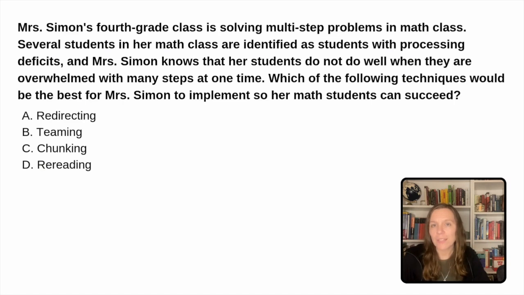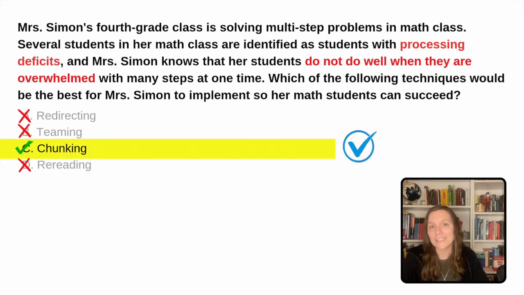Before we look at the other options, let's consider what Mrs. Simon knows already about her students. Some have processing deficits, and they get overwhelmed by having many steps at one time. A, redirecting to the task at hand is unlikely to help students process or feel less overwhelmed when presented with multiple steps. B, teaming or working in teams is also unlikely to fix the sense of overwhelm. And D, rereading is also less than likely to help students process the problem at hand. C, chunking is a very effective strategy here and is correct.